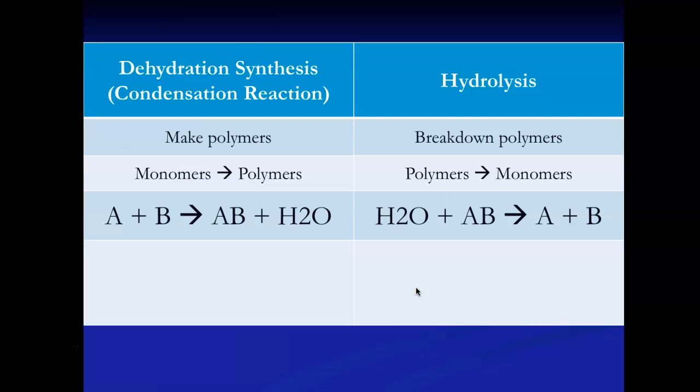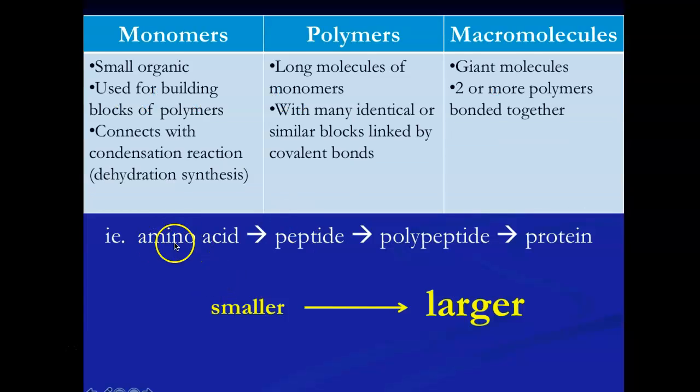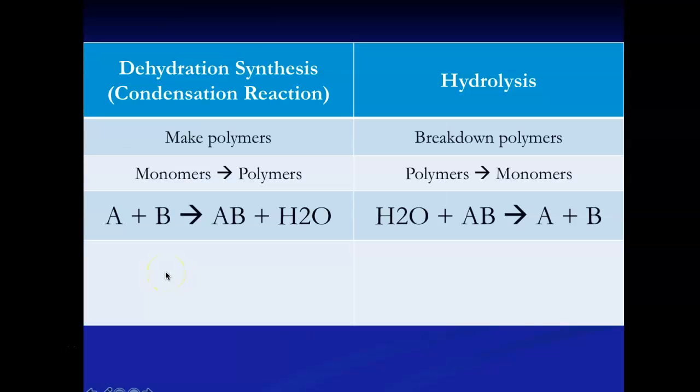Two reactions that you need to know are called dehydration synthesis and hydrolysis. Dehydration synthesis is also known as a condensation reaction. It is the process used to make polymers, to link monomers together to make polymers. And so A plus B bond together to make AB, and water is actually spit out as a byproduct. All right? So on this last slide, when amino acids are bonded together to make a polypeptide, it is using dehydration synthesis to do that. And water is actually a byproduct that gets taken out.